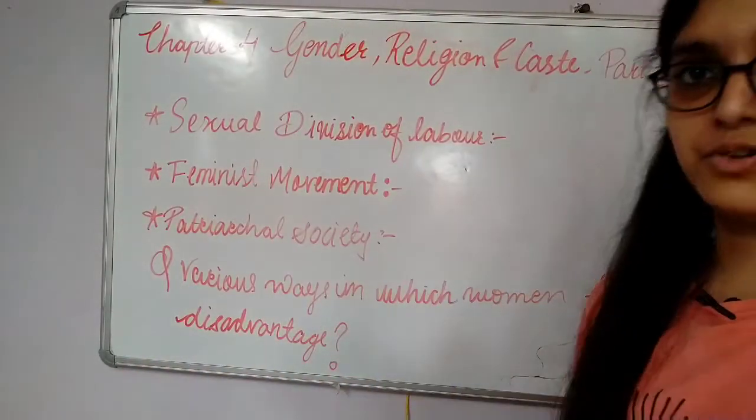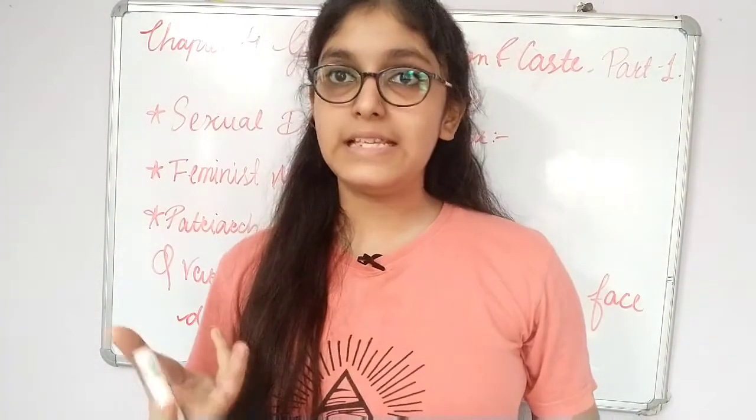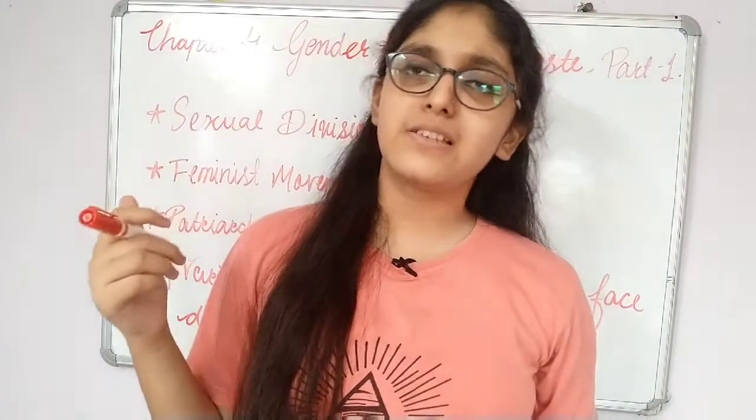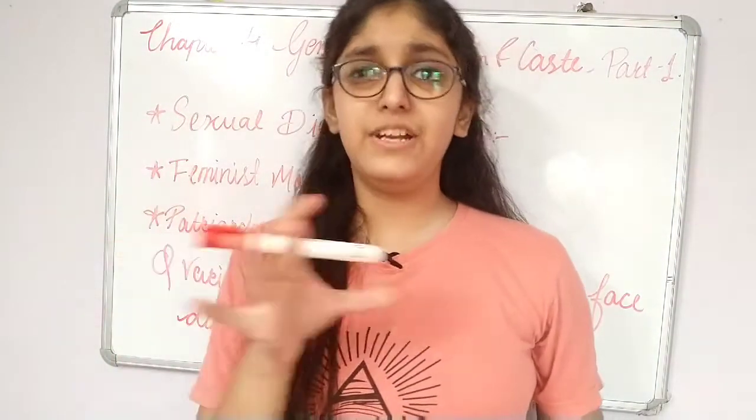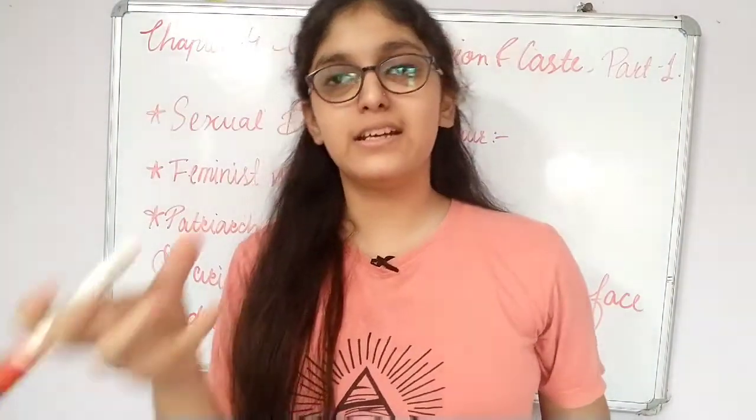Today's video we will be discussing Chapter 4, Democratic Politics, Gender, Religion and Caste, Part 1, from class 10th. So what does this chapter basically say? This chapter is related to different discriminations on the basis of gender, religion and caste, gender in politics, politics in gender, and the same with religion and caste.